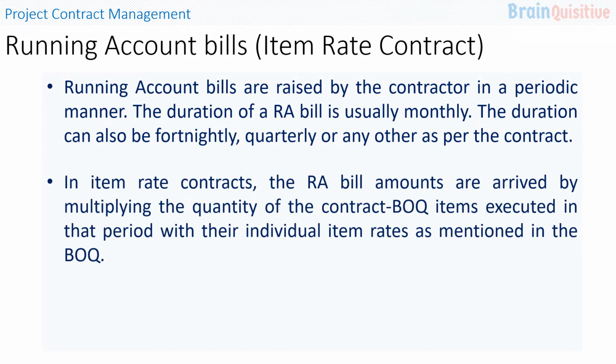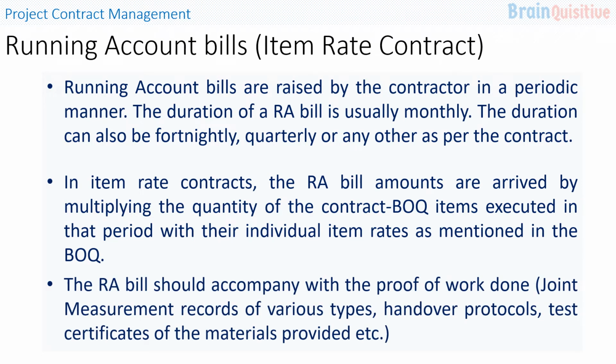In item rate contract, the RA bill amounts are arrived by multiplying the quantity of the contract BOQ items executed in that period with their individual item rates as mentioned in the BOQ. The RA bill should accompany the proof of the work done, that is the joint measurement records of various types, handover protocols of certain structures or work, and the test certificates of the materials provided by the manufacturer.